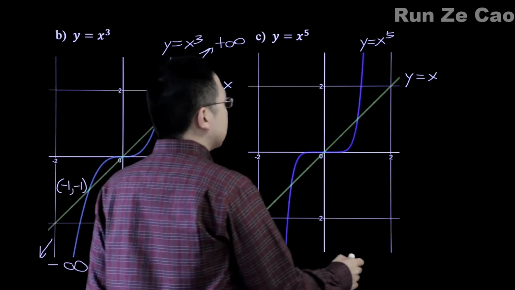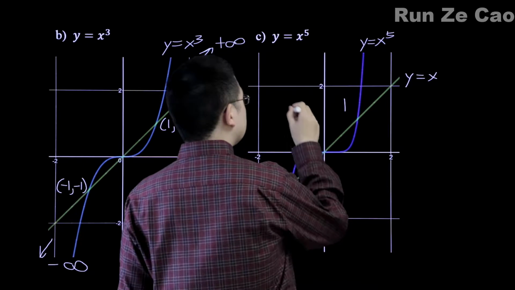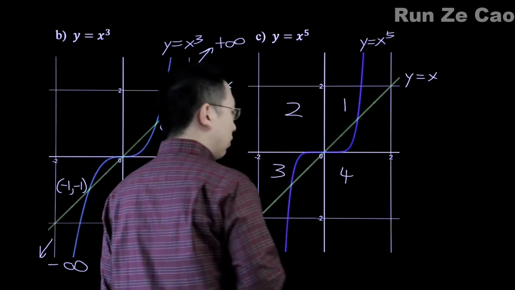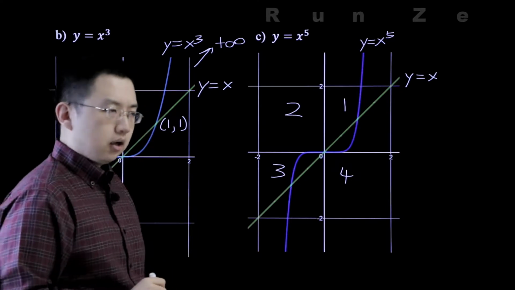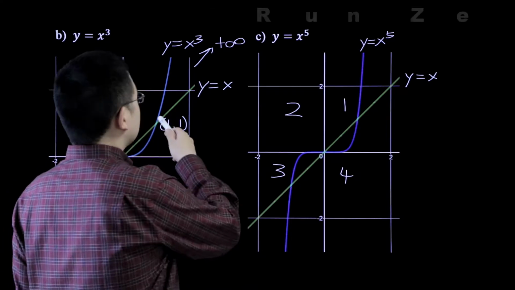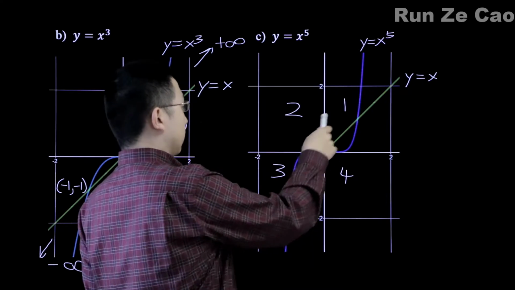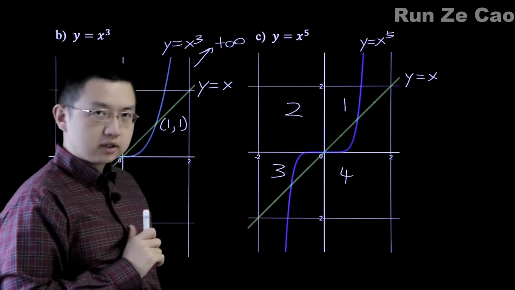So the quadrant system has this being the first quadrant, this being the second quadrant, this the third quadrant, and this the fourth quadrant. So with the odd functions, we will end up with quadrants that are across from each other.